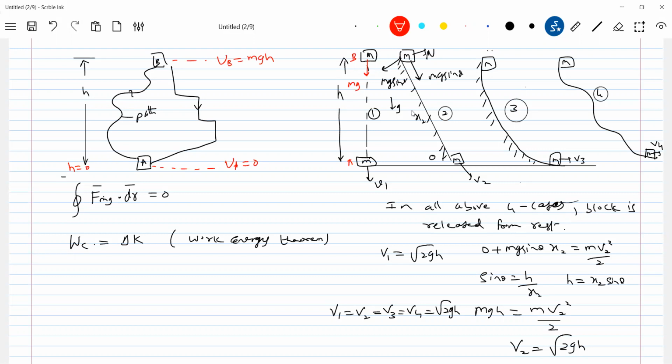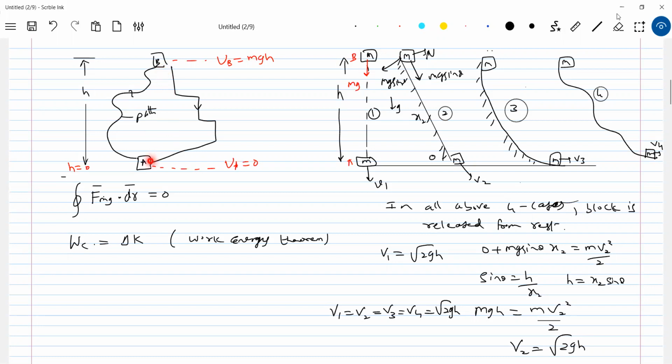mgh. Now, when it is ascending, the weight does negative work. When it is descending, the weight does positive work.